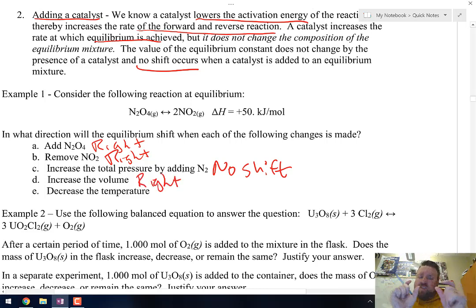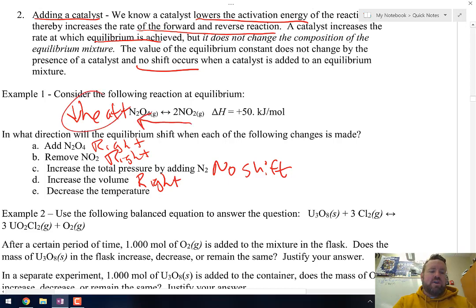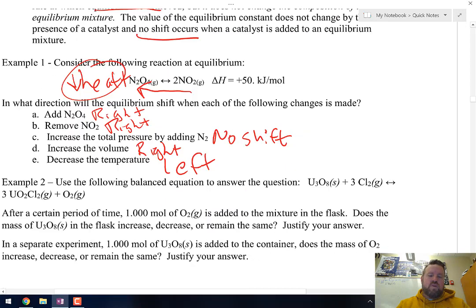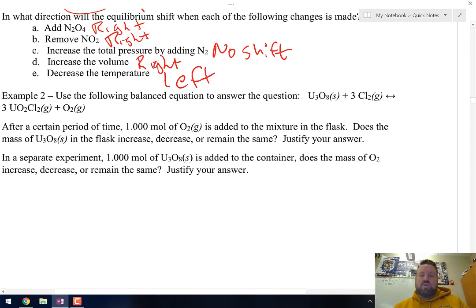What if you have the exact same number of gas particles on both sides? When you change the volume, what's going to happen? Nothing. If you have 4 and 4 on both sides, you're not going to have a shift that occurs at all. Okay, if I decrease the temperature, so now again, let's put our heat back up here. If I decrease the temperature, I'm removing some heat from the reaction, and the reaction is going to counteract that by shifting to the left, and it's going to create more heat, and so that is a shift to the left.